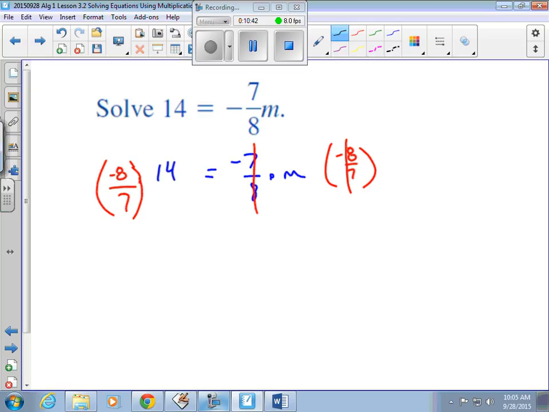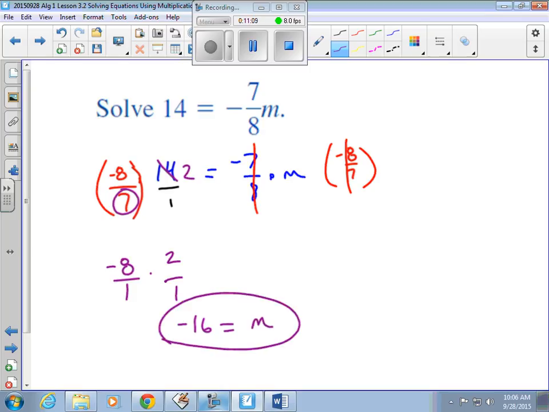-8/7. Everything's over 1. Now, cross canceling will help you tremendously with this problem, to where you don't have to deal with big numbers. The number 7 goes into itself once, and it goes into 14 twice. So -8/1 times 2/1. And -8 times 2 is -16/1. So m's value is -16.